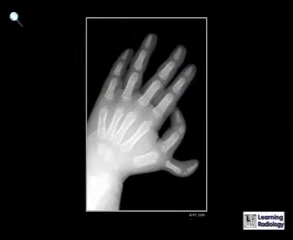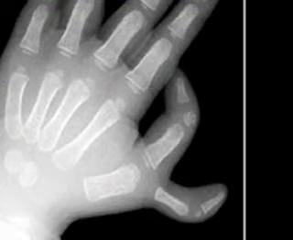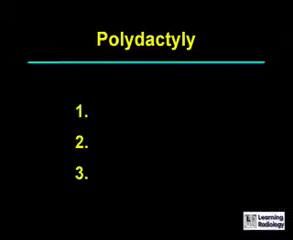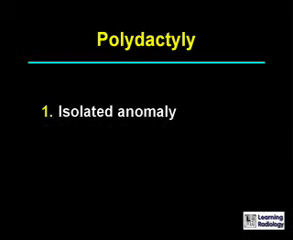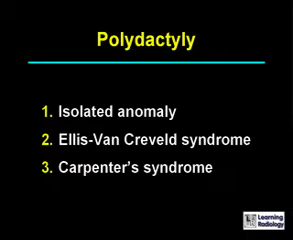Here's the next differential diagnosis. Pause the player. The differential diagnosis is for polydactyly. There are 3 major causes. Pause the player. The 3 major causes of polydactyly include an isolated anomaly, Ellis-van Creveld syndrome, and Carpenter syndrome.